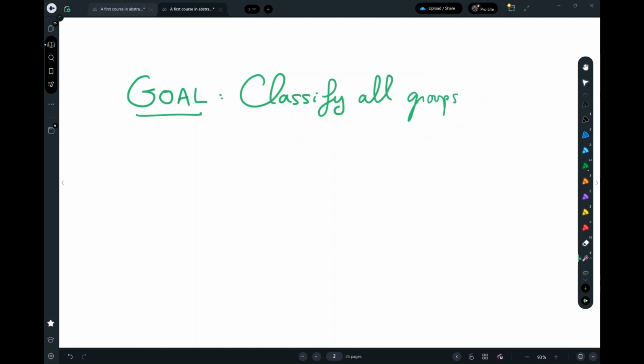Now, that is a ginormous goal. What do we even mean by classify? If you want, we can characterize all possible groups, and that is itself a very difficult problem to be able to characterize every single group that there is out there. There are so many infinite groups. There are so many even finite groups. There are just so many. But let's start with the goal of classifying finite groups.